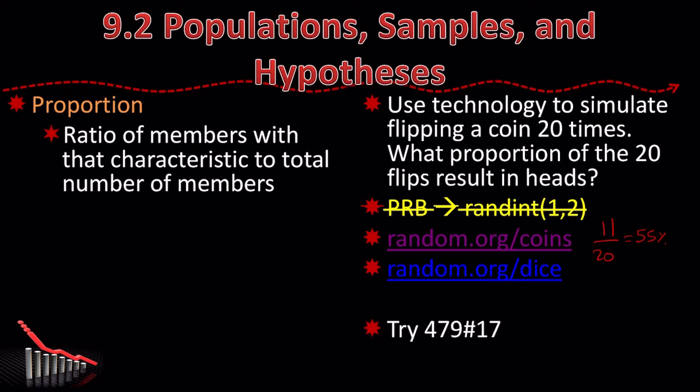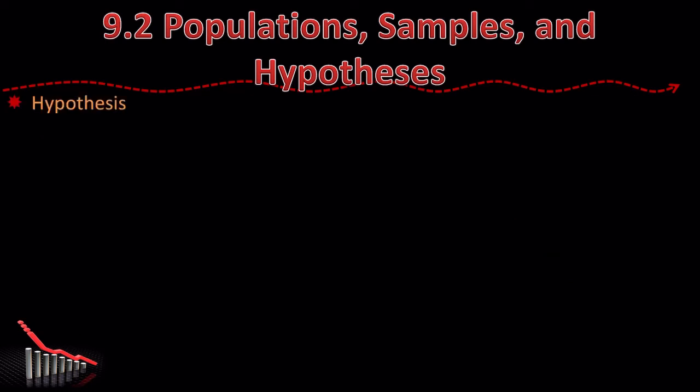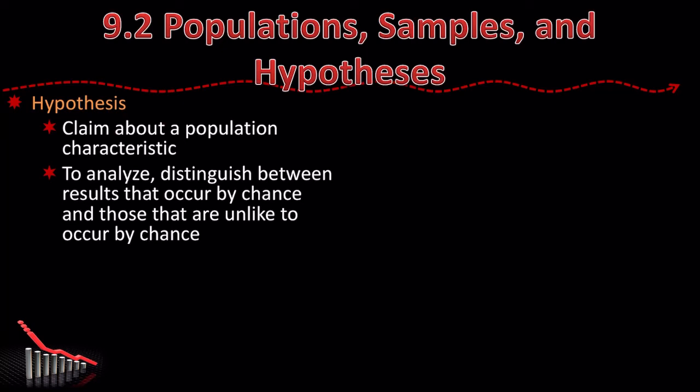Why don't you try number 17? A hypothesis is a claim about a population characteristic. And so to analyze, you need to distinguish between the results that occur by chance and those that are unlikely to occur by chance.